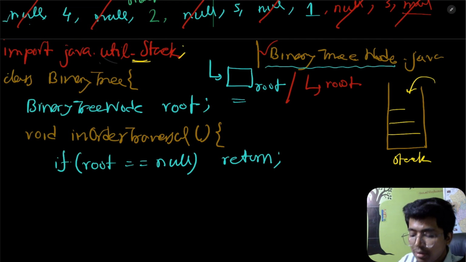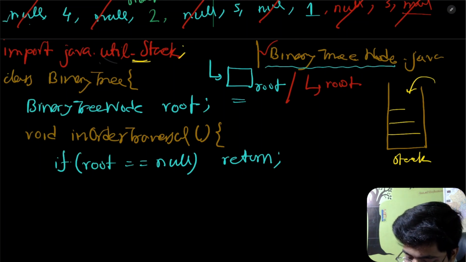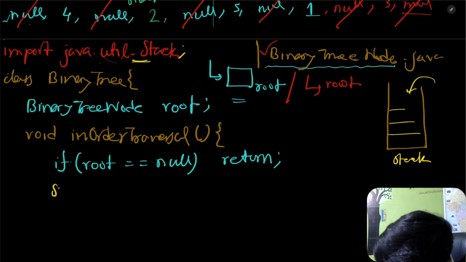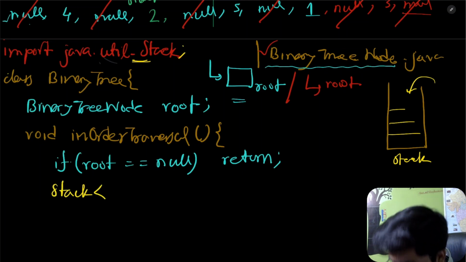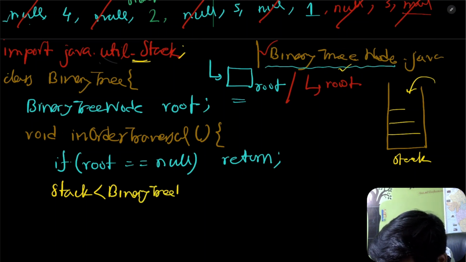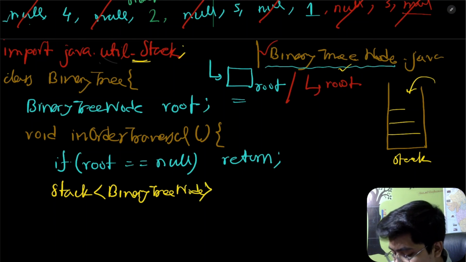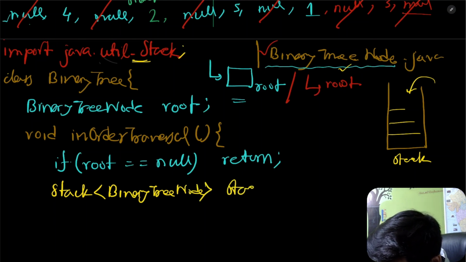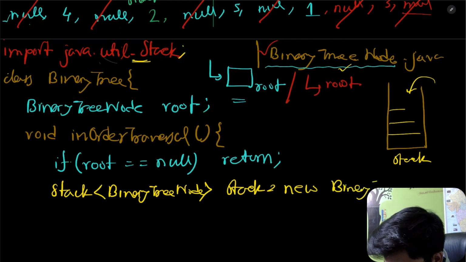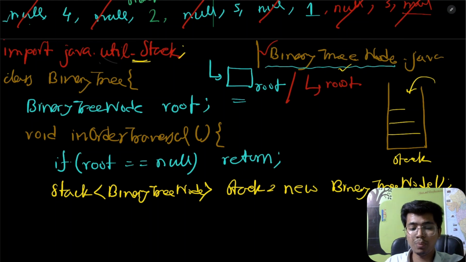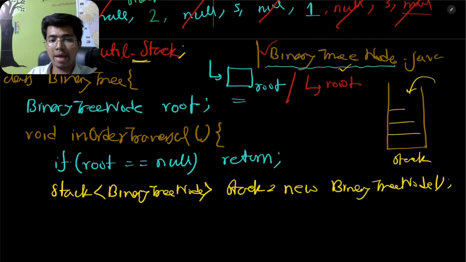So we'll be just using the tree node type of data. So, stack, and for that we'll be using this binary tree node stack, because in this stack we'll be storing that data. Stack equals new binary tree node. Okay, now we have created the binary tree node, as you can see.